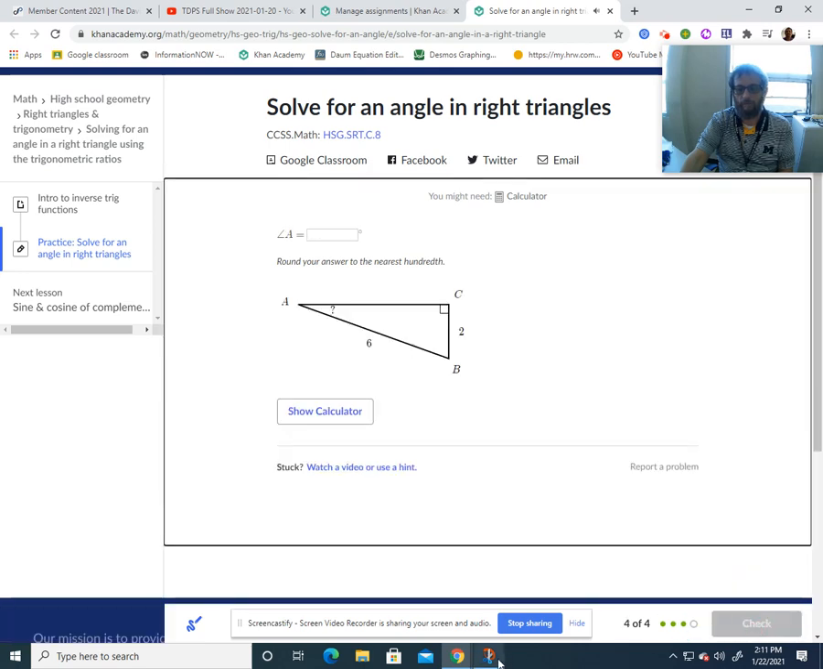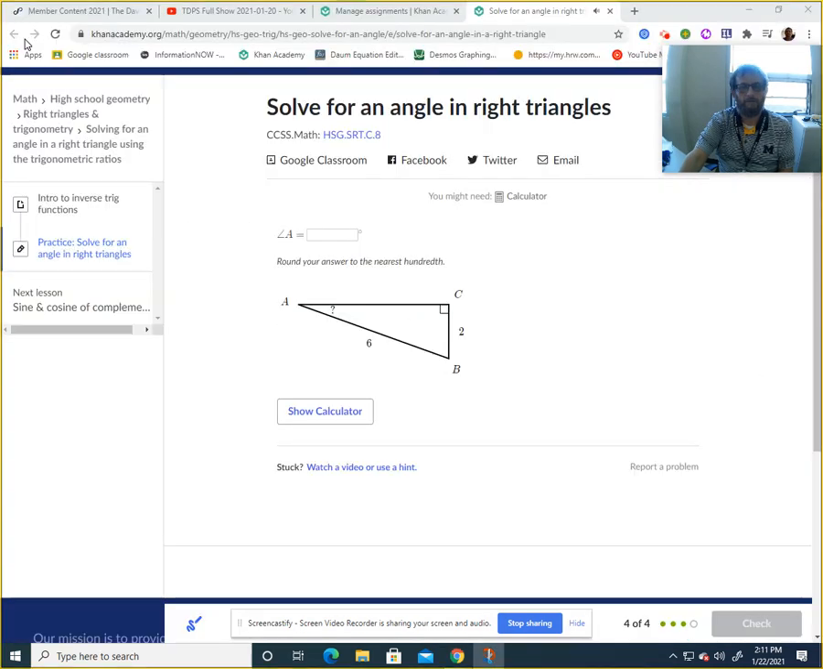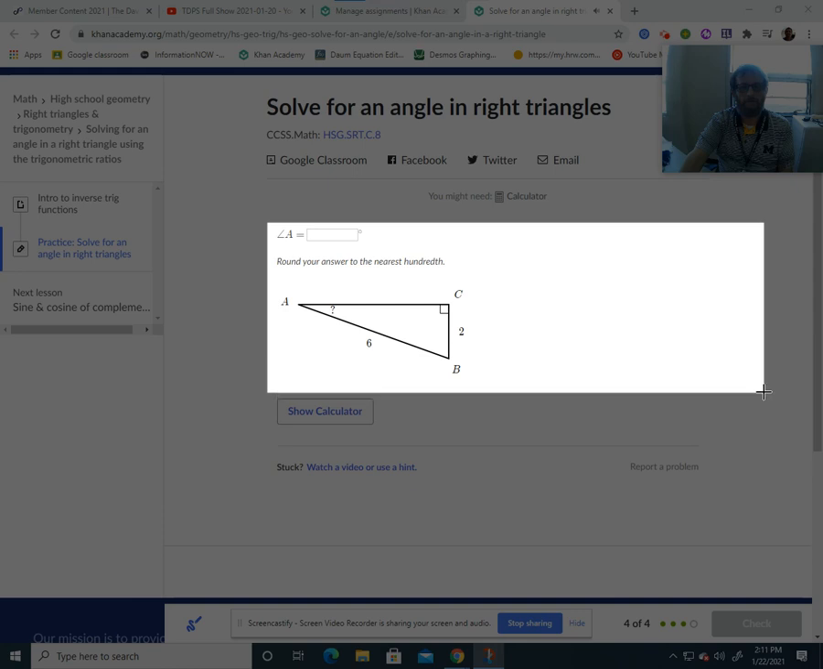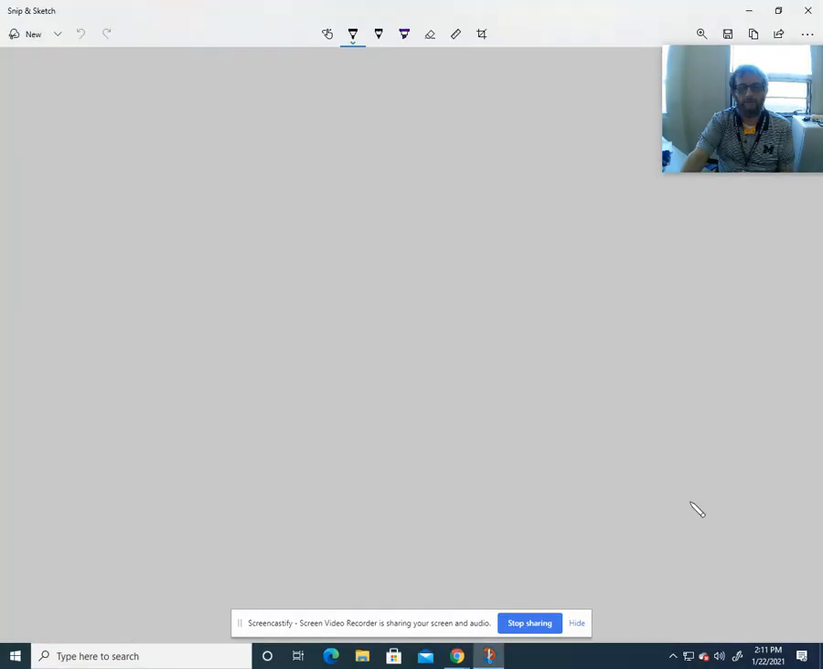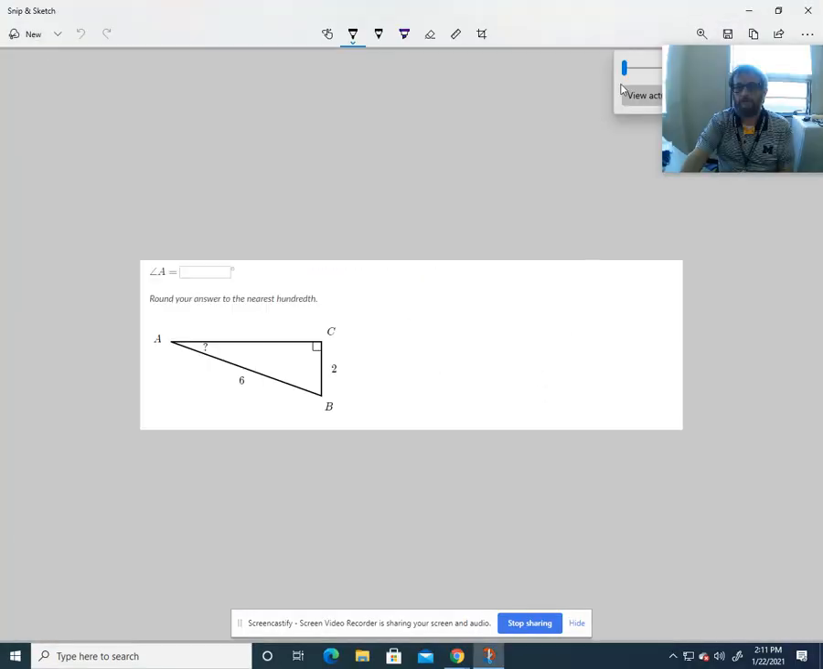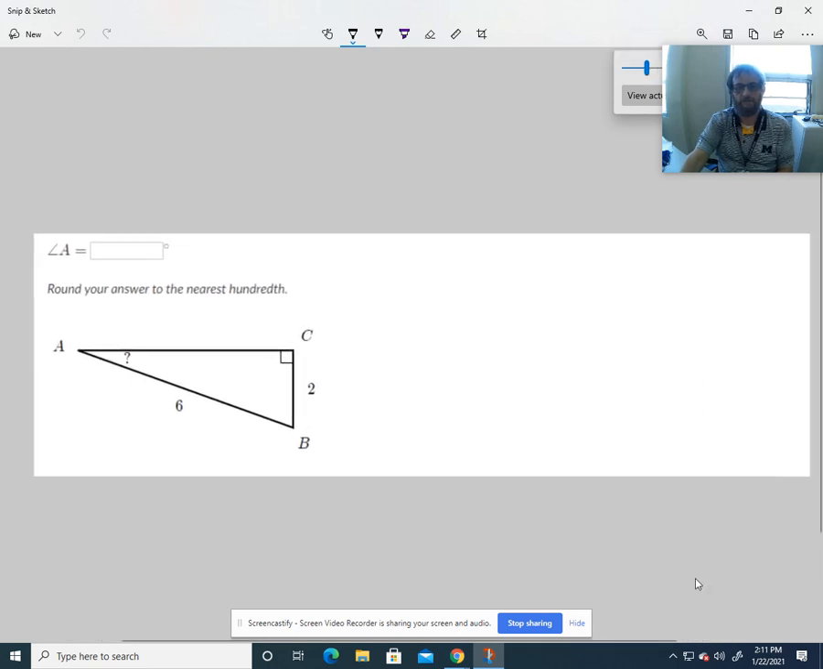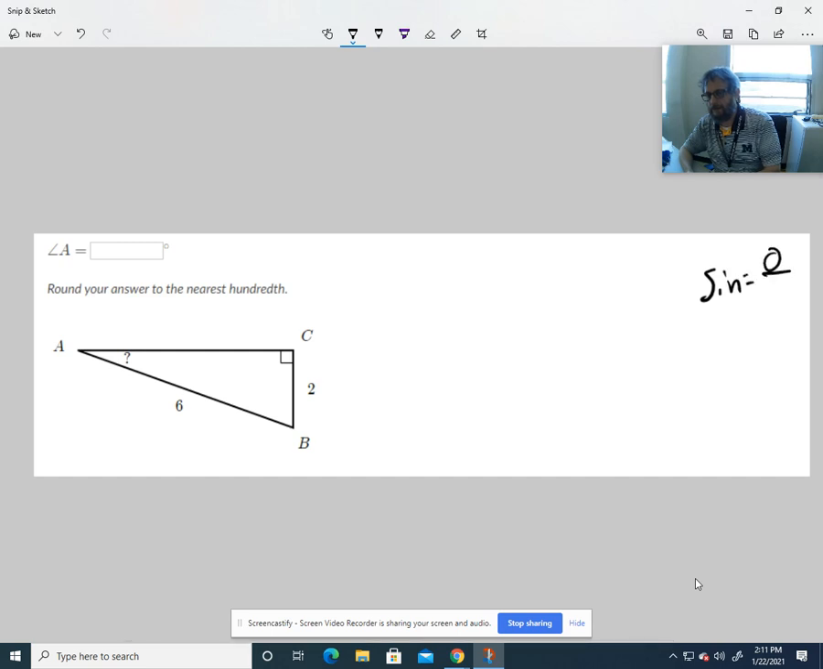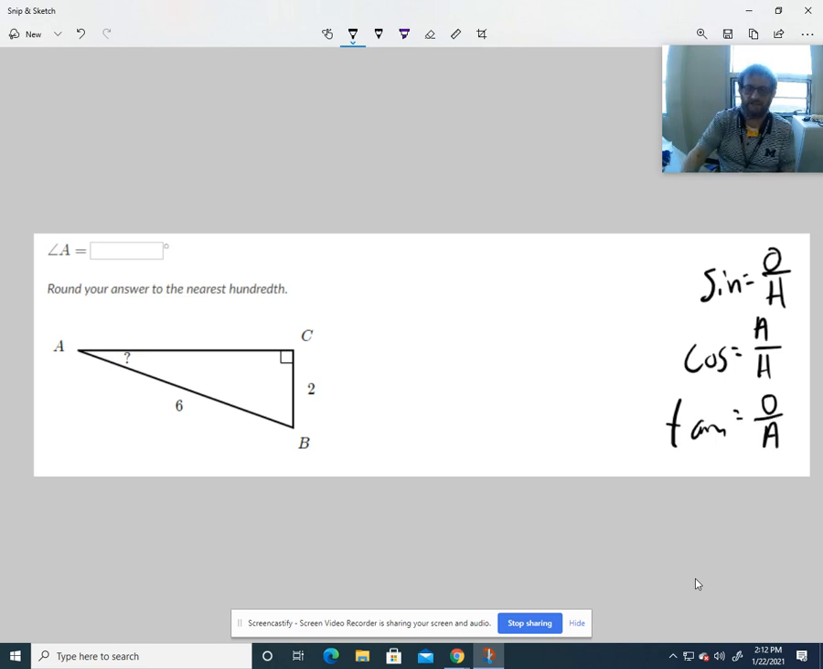All right, one more. So for the 4th time, sine is the opposite leg length over the hypotenuse length. Cosine is the length of the adjacent leg over the length of the hypotenuse. Tangent is the length of the opposite leg divided by the length of the adjacent leg.